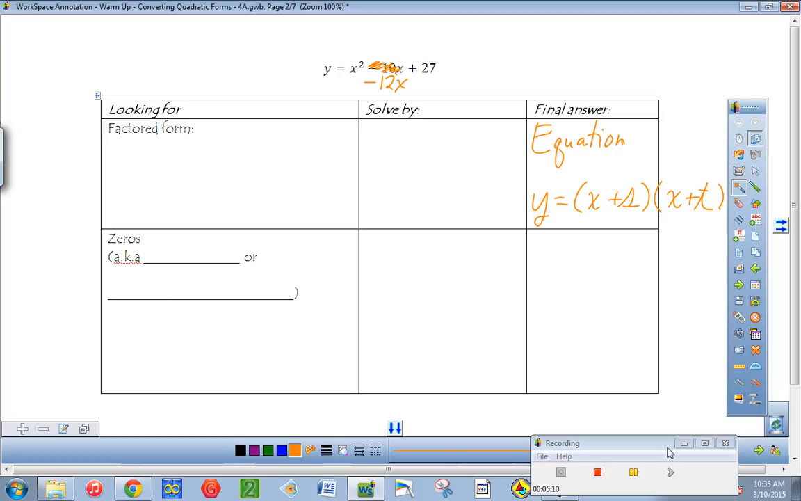Okay. How do you factor this? You can do a little box method. You put it in the box.